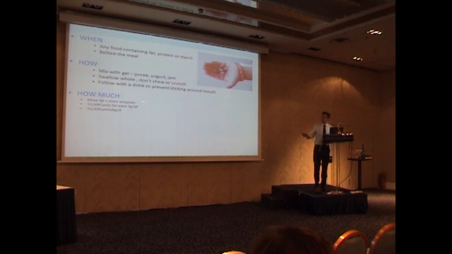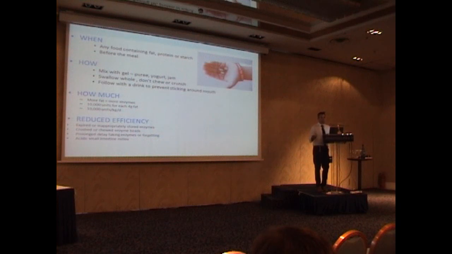As a rough guide, the European Society recommends 10,000 units, so 1 Creon 10,000, for each 4 grams of fat. And on average, that works out to be 10,000 units per kilogram. So if your child weighs 15 kilograms, they would need to take 15 of the Creon 10,000. If you weigh 60 kilograms, you will need to take 60 of the Creon 10,000, as a rough guide.